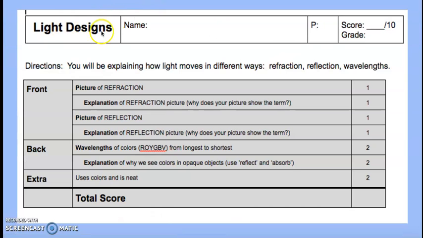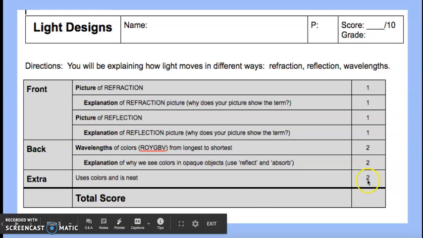All right, on your Light Designs front page, make sure your first name and your last name are on your paper. Then, what hour do you have science? Your teacher will write in the score that you receive. There are 10 points possible on this graded assignment. Let's take a look at how that is broken down.